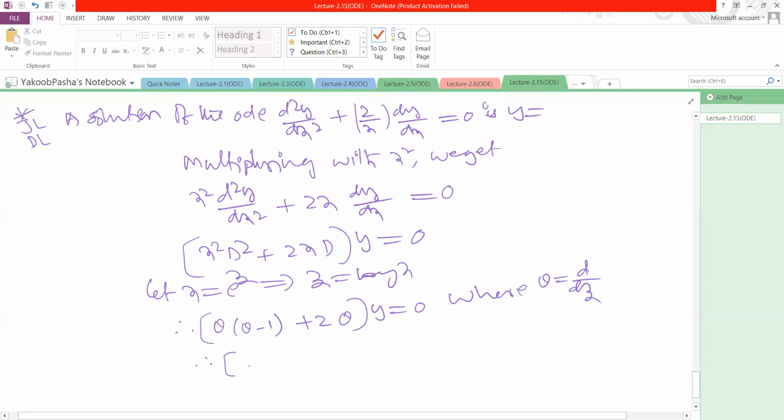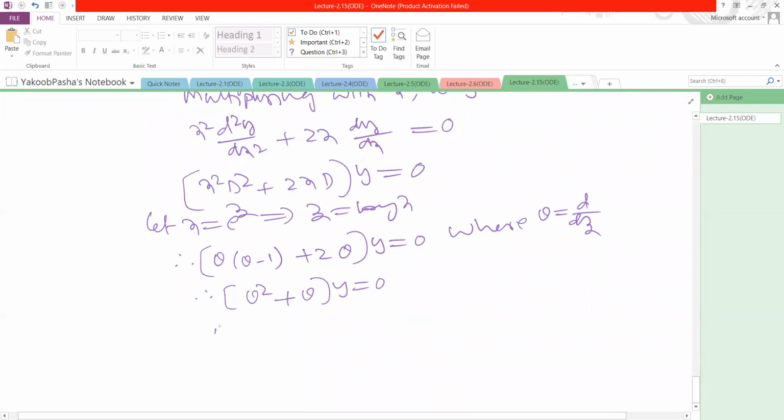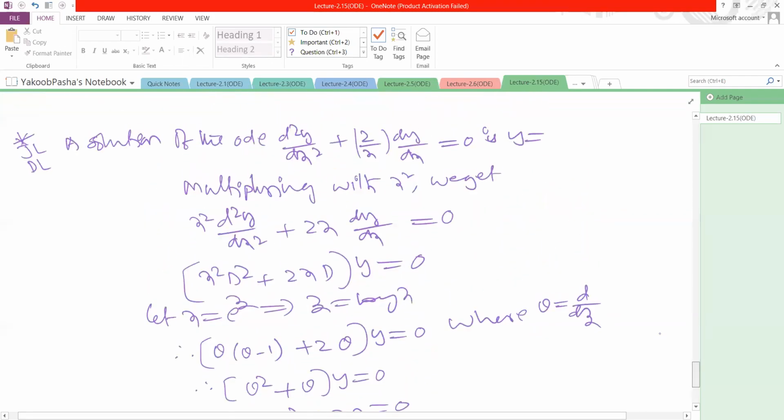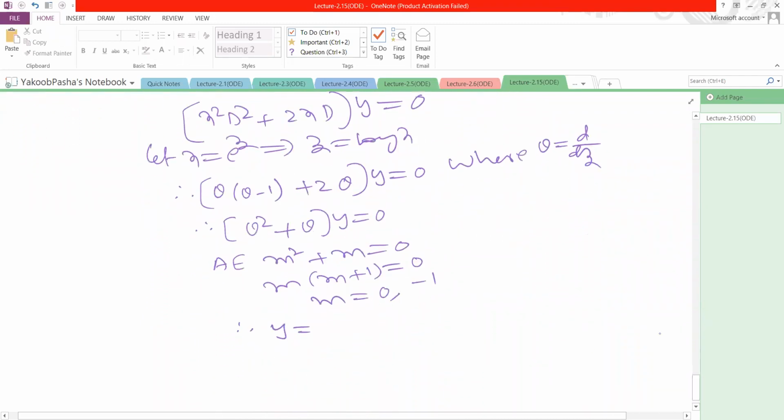So here we have theta square plus theta into y is equal to 0. So we have to take the corresponding auxiliary equation: m square plus m is equal to 0. M as common, m into m plus 1 is equal to 0. That is m is equal to 0 comma minus 1. When m equal to 0 comma minus 1, then we can write the complementary function. That complementary function is the general solution because it is a homogeneous linear differential equation with variable coefficients.